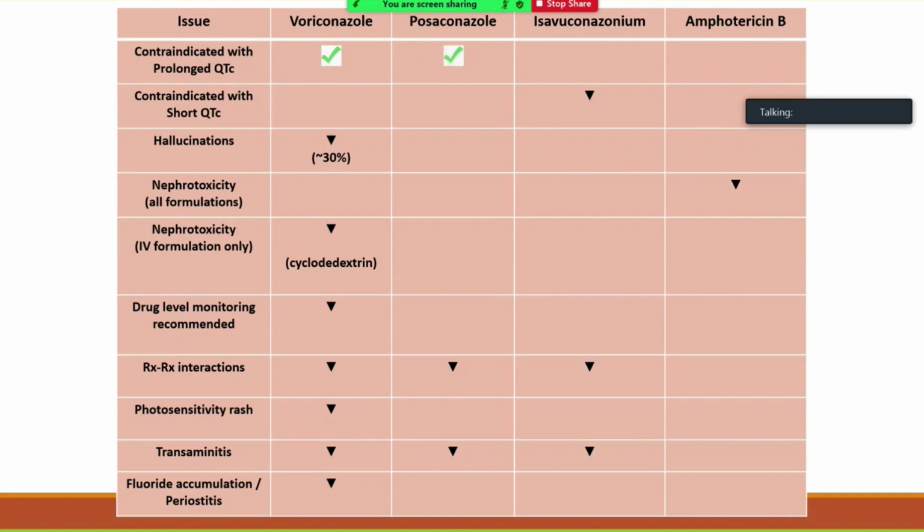Contraindicated with short QTc, more for your exam, but definitely Cresemba is that drug. Hallucinations. Some people are a little bit more aggressive than others. I'm just upfront with my patients. I'm like, 30% get visual alterations. They're like, what's that supposed to mean, Dr. Baluch? I'm like, well, most people, they take Vori and they get a halo around the light.